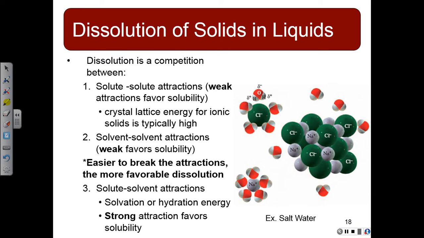Water has a positive portion as well. So the hydrogens are going to be oriented towards the chloride like so, because positive and negative attract. As you notice here, see how the hydrogens are pointed towards the chlorine? That's because the hydrogens are positively charged, and they are attracted to the negative charge.